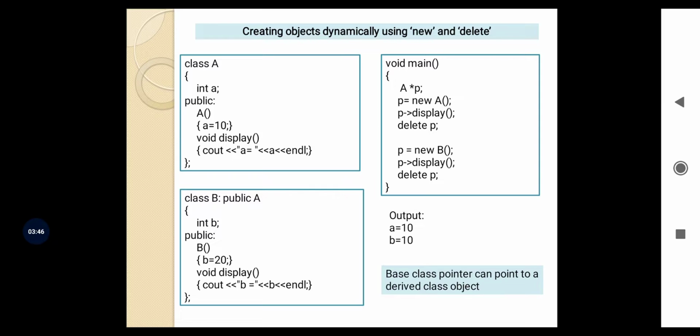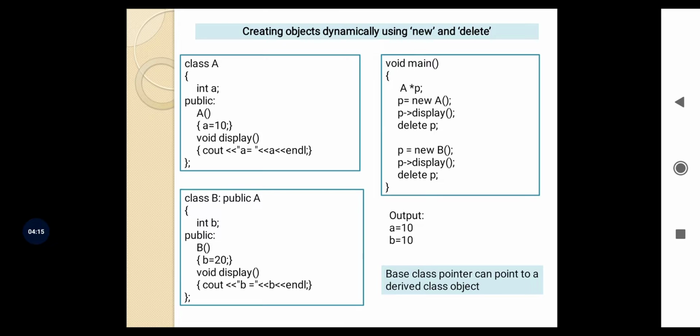Now what should we do in order to achieve polymorphism? In order to achieve polymorphism, we should be able to invoke the function of the class to which the object that this pointer P is pointing to belongs. So in this case, if you could get an output A is equal to 10 and B is equal to 20, then we achieve polymorphism, right? How do we do it?